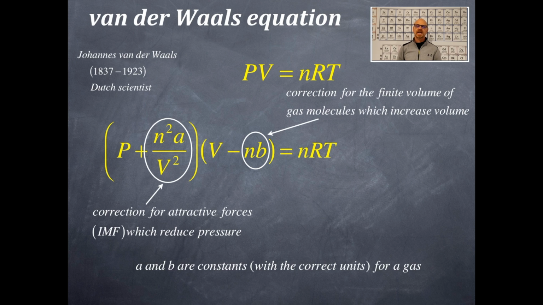A and B are constants, and they have certain units associated with them, and they are constants associated with a particular gas. For example, with carbon dioxide, A is this number right here with those specific units. B is this number right here with those specific units. So whatever gas you're using, you have to look up the values of A and B in a table in the textbook or some reference data sheet of some kind.